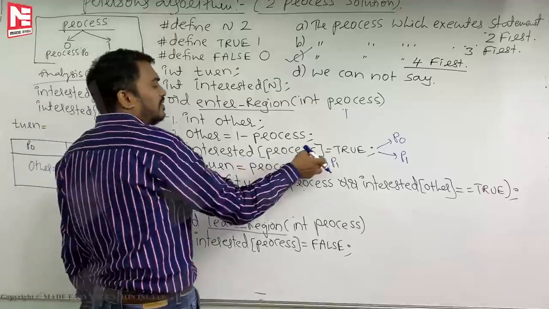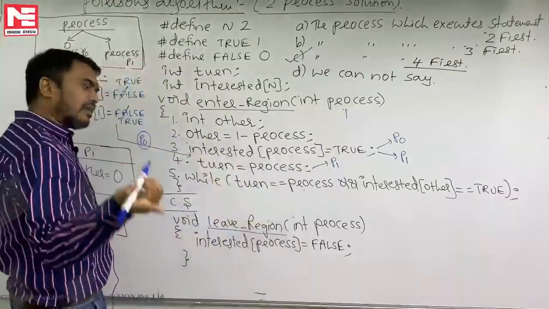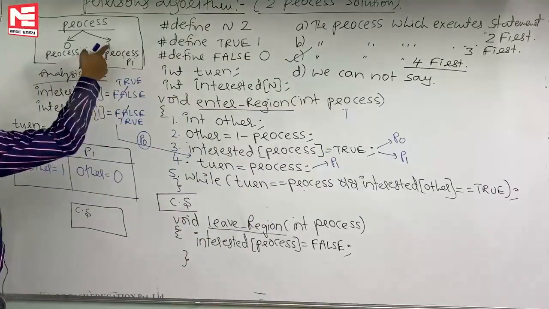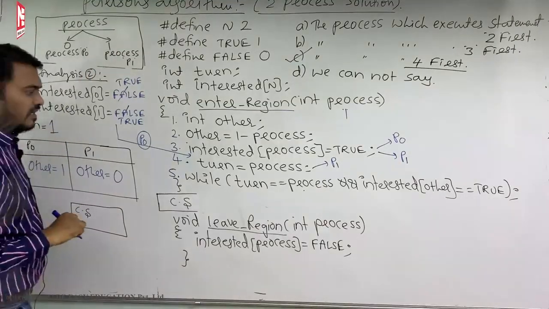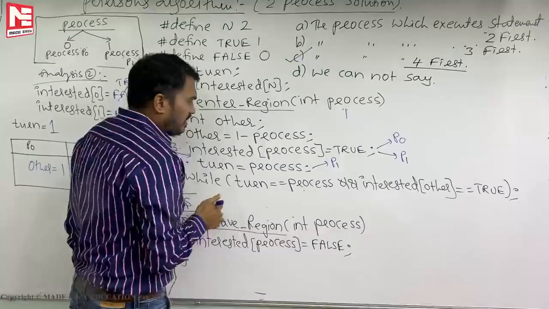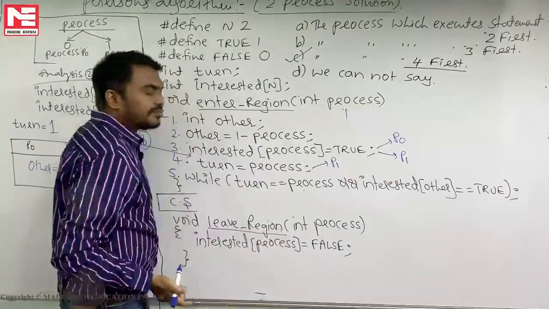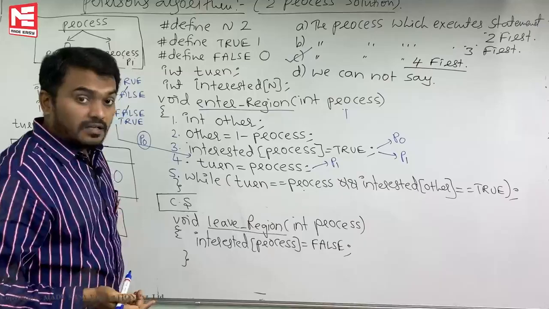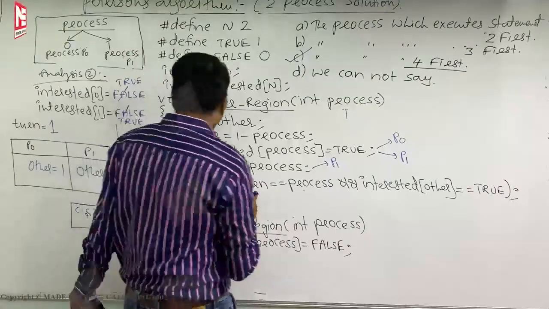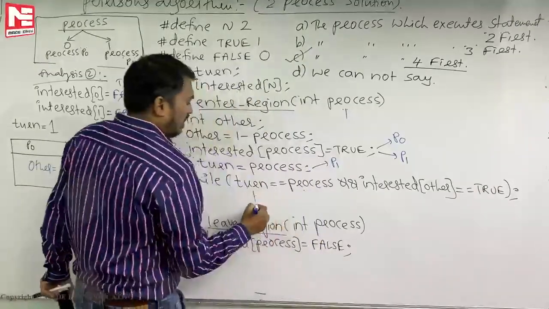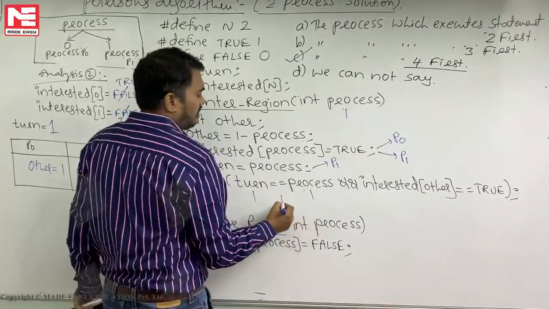What is the process value? P1 is running, so the process value is 1, as I already told you. So the turn value will be 1. Now P1 has executed this statement, and P1 is now executing the while loop. While turn equal to process: what's the turn value? 1. And what is the process value? 1. So this is true.